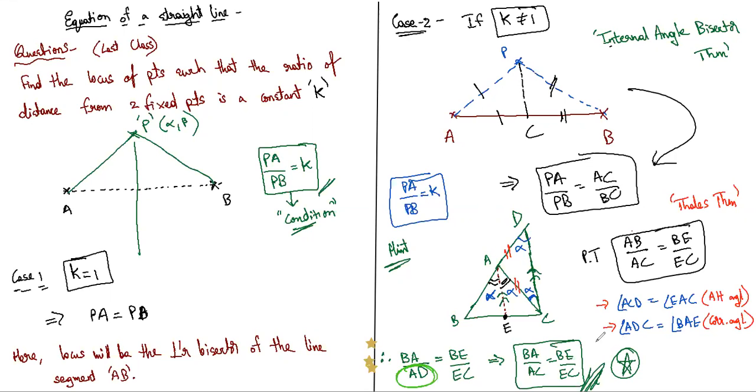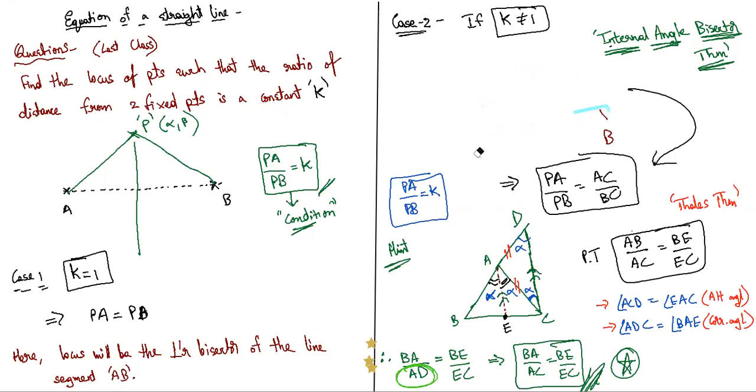I'm surprised you guys don't know because it's taught in 10th class only, and it has many applications later. So this is called the internal angle bisector theorem. Is it understandable? We'll come back to case 2 later.